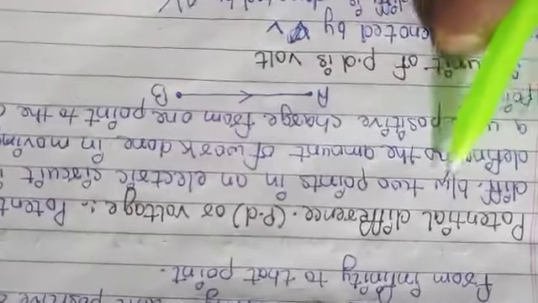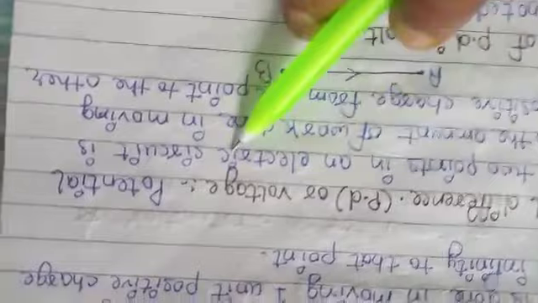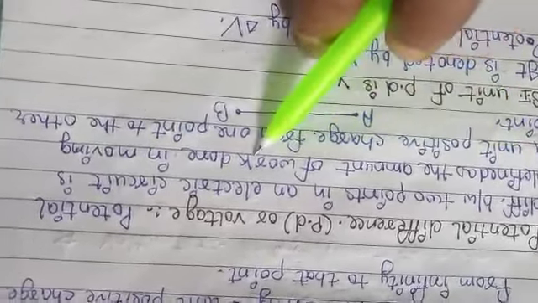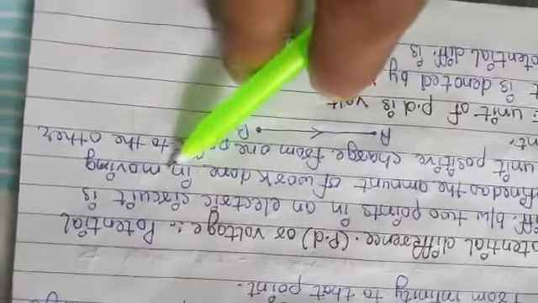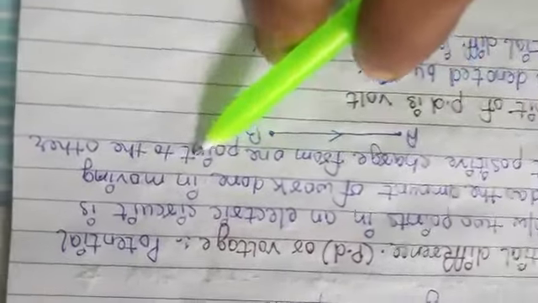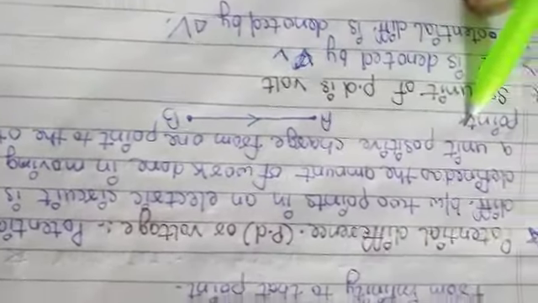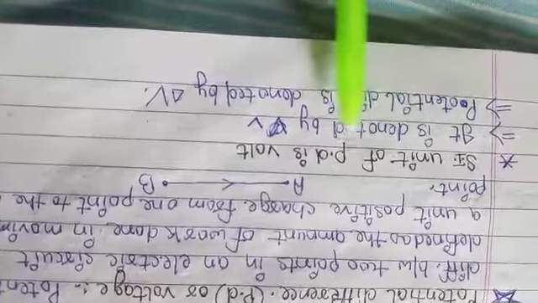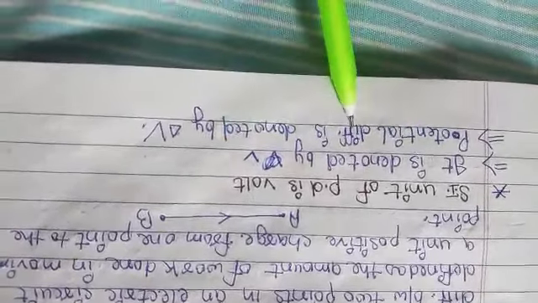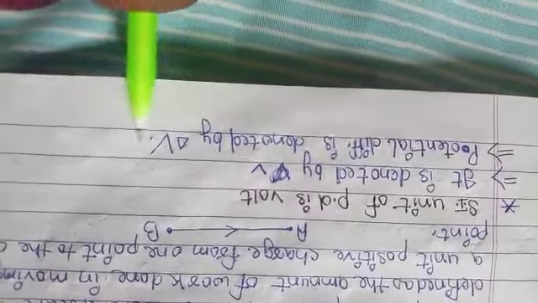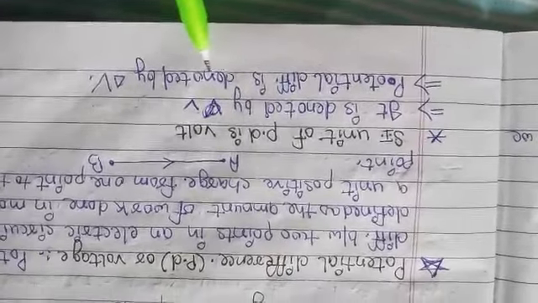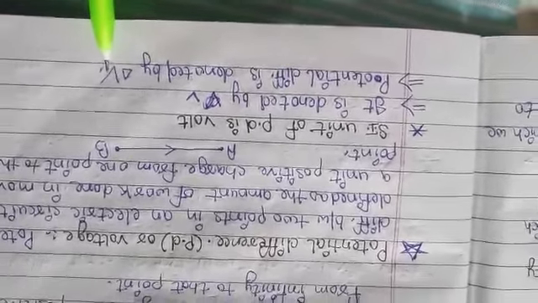Potential difference between 2 points in an electric circuit is defined as the amount of work done in moving a unit positive charge from one point to the other point. The SI unit of PD is volt. It is denoted by V. Potential difference is also denoted by delta V.